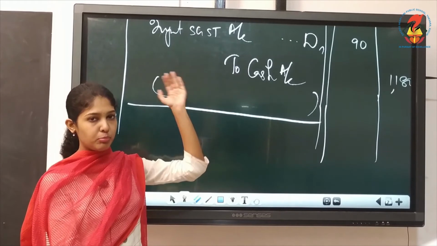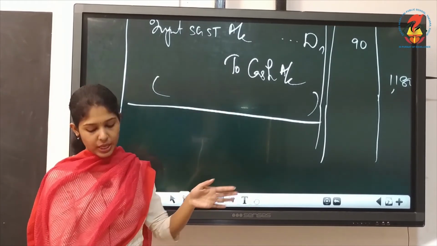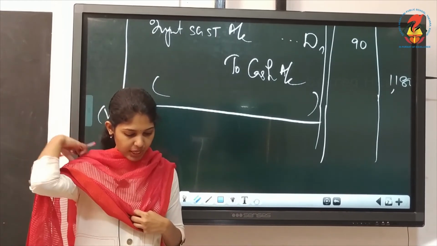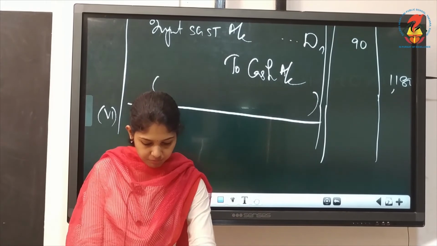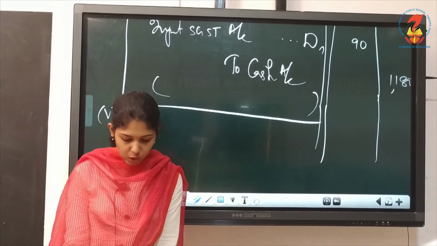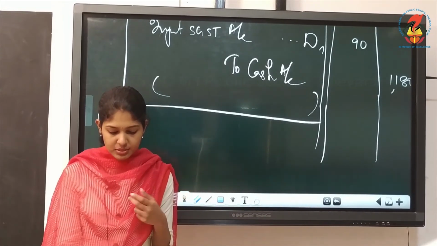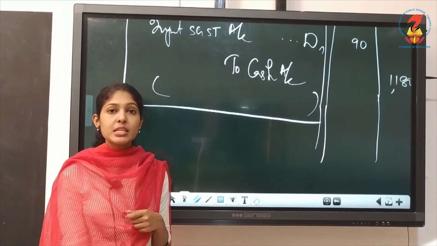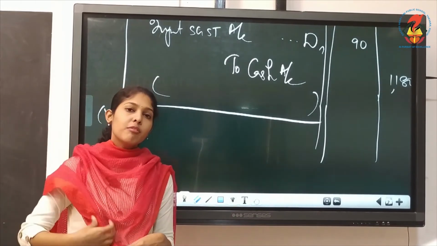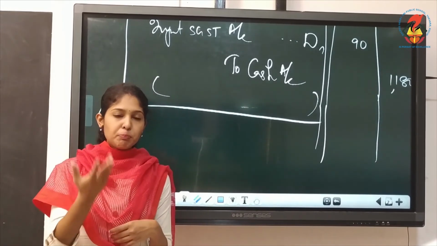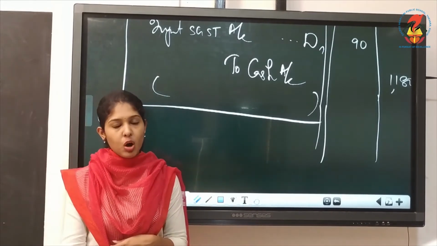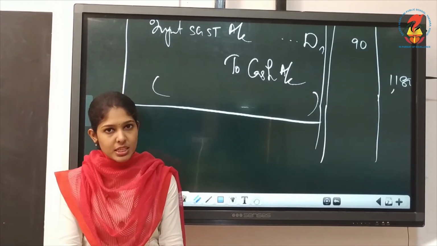Stationery account debtor, then input GST we debit it, then to cash. Here we are charging GST because we are purchasing goods. Then the next one, commission, isn't it? Commission paid along with CGST and SGST at the rate of 9% each.